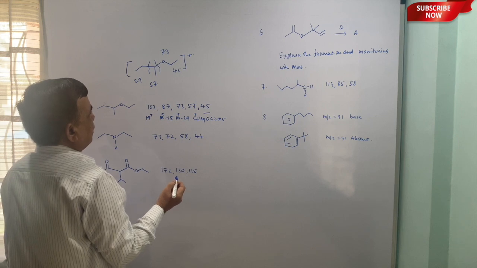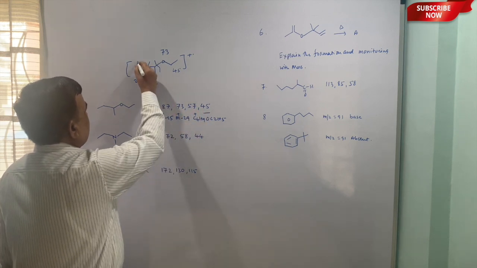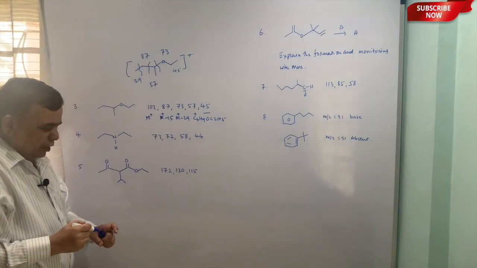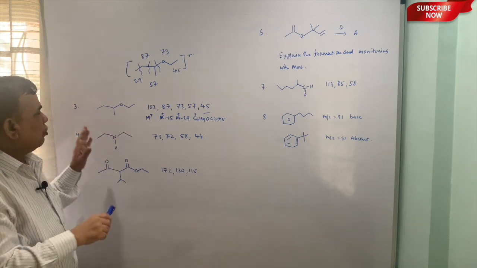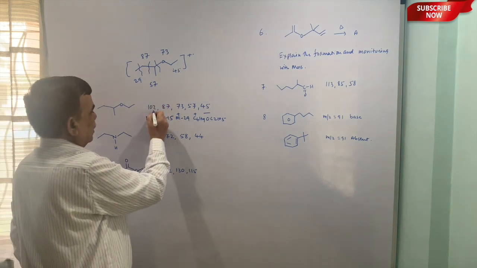So 53, 45, 57, 73, 87 is this one, 87. So all the fragments you can check. So M plus is 102. So you can put the bracket, that is 102.